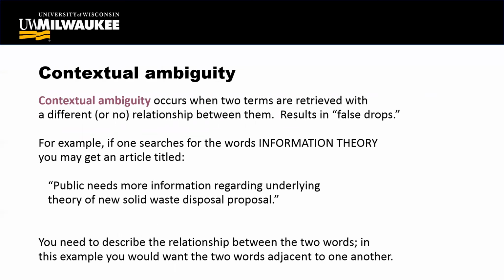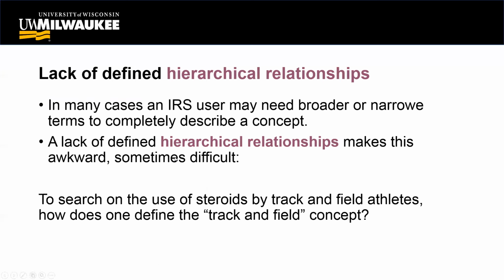Contextual ambiguity. Sometimes you don't have a context, right? So if you search for work or information theory, the system will definitely give you this one, said public needs more information regarding underlying theory. This has nothing to do with information theory. The only thing they have in common is they have the same two terms. So that's why if you're doing automatic indexing, you don't see the contextual ambiguity. Only the human indexer can identify that. Hierarchical structure.